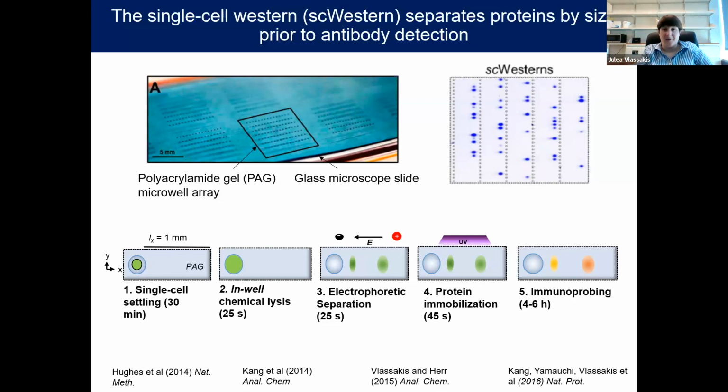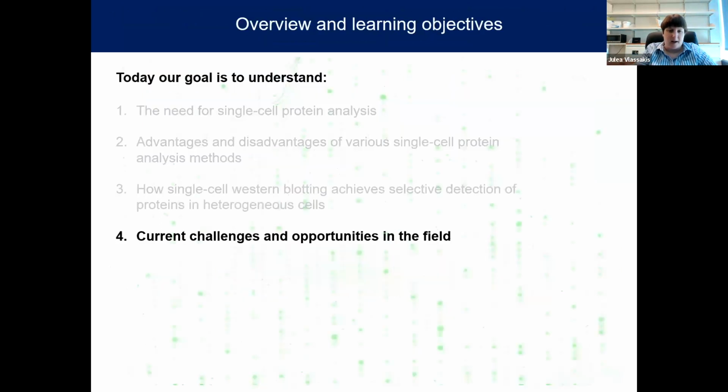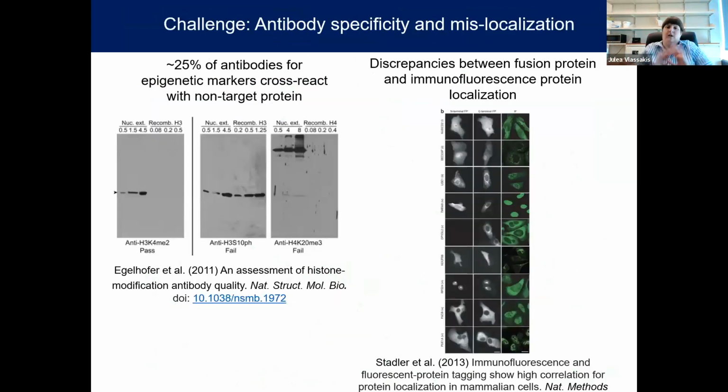I could talk about that assay all day long, but in the interest of time, since we're running low on it, I just want to conclude this portion with some challenges and opportunities in the field. Okay, so first, all of this was antibody-based in terms of the readout of the proteins. And that's a real problem because antibodies are promiscuous at best. So for some references to help you understand the state of the challenges in using antibodies, about 25% of antibodies for epigenetic markers cross-react with non-target proteins.